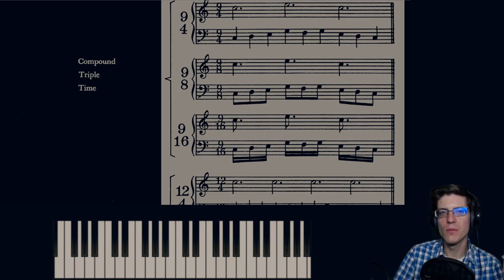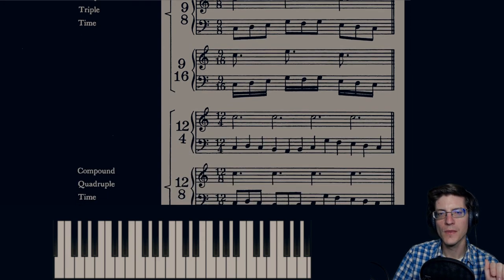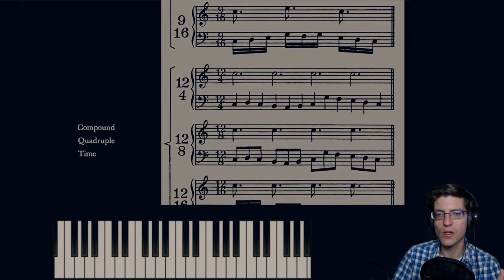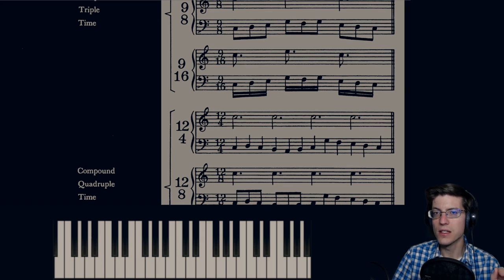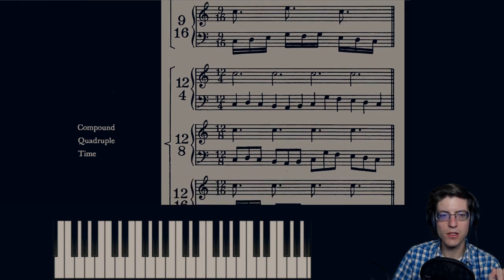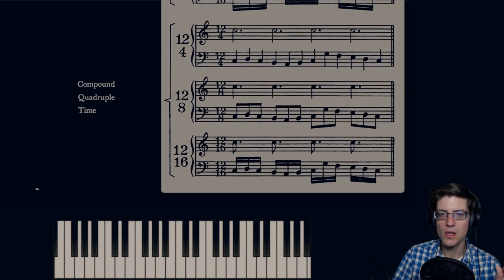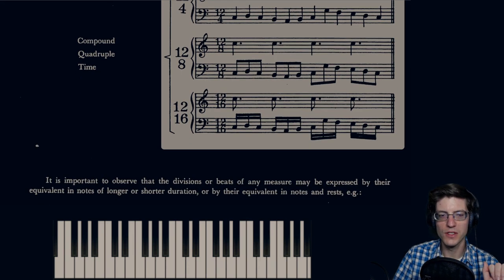So 8 divided by 2 is 4, so it's the quarter note, and so it's a dotted quarter. 16, half it, eighth, and so it's a dotted eighth note. Once again, 9 notes, so 9 16th notes, but they're divided into 3. 12, and so this is our compound quadruple time, so 12/4, 12/8, and 12/16.